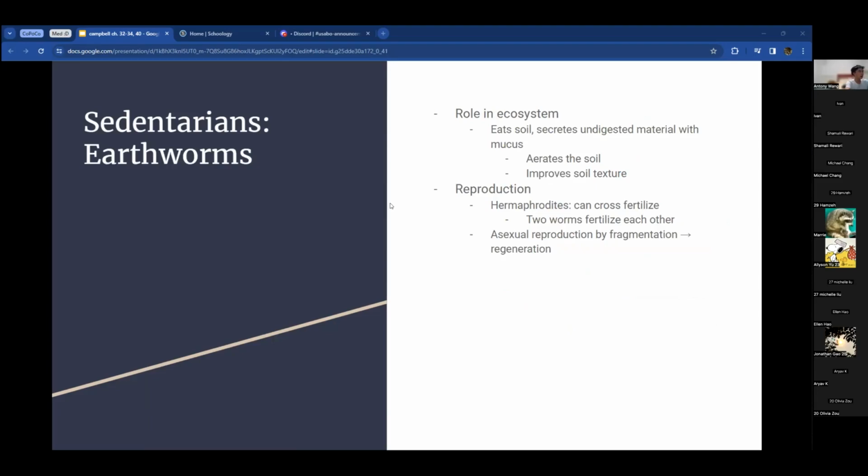Anyways, second class of sedentarians, earthworms. They eat soil. They're decomposers. The slime that they secrete helps to aerate the soil and improves the texture. They're hermaphrodites and they can reproduce by fragmentation.